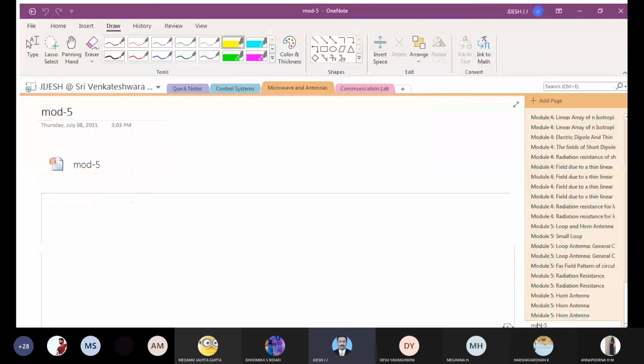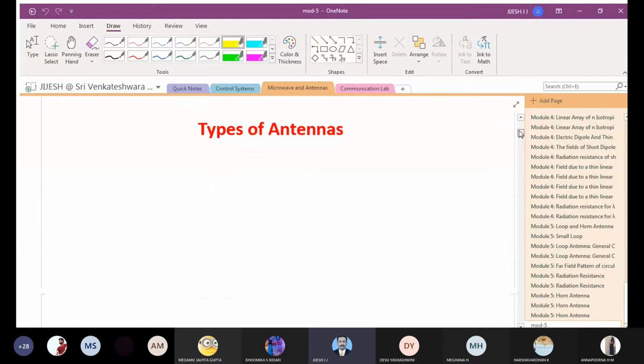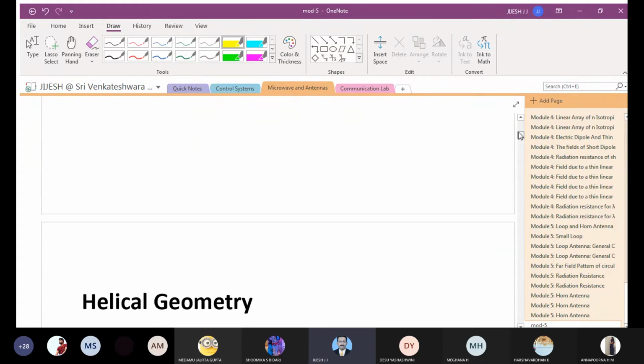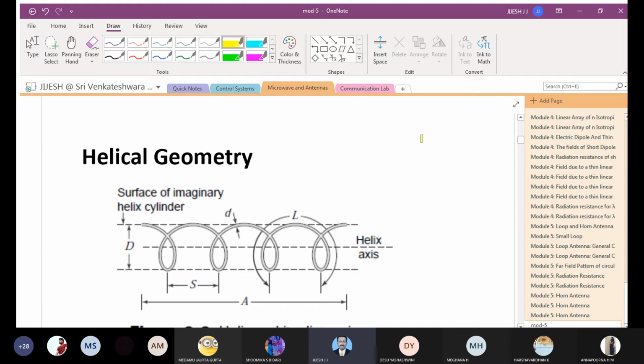The last topic which we are going to discuss here is the types of antenna. So different types of antenna is what we are going to see here. You can just write down types of antenna. First one is helical antenna, which we will discuss now.